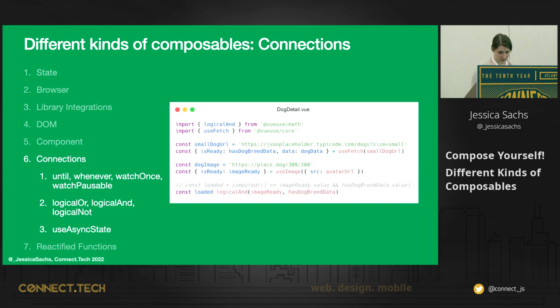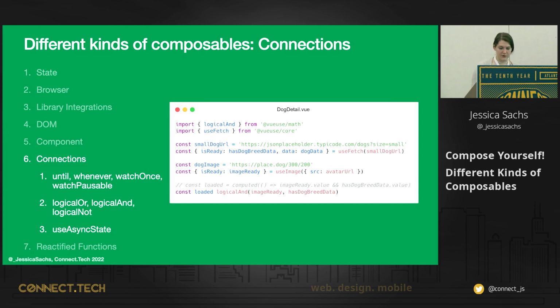Here's an example. I have a typo, but I have something called logical and use fetch. Use fetch, again, is how we're going to prevent our component from becoming async while still fetching the data. And we're going to get a small dog. There's another thing called use image that I did not import at the top of the file. I apologize. Use image takes in a source attribute of a string and prefetches it essentially so that you can show a spinner with the right dimensions until your image is ready. And then it'll immediately load because it'll be cached.